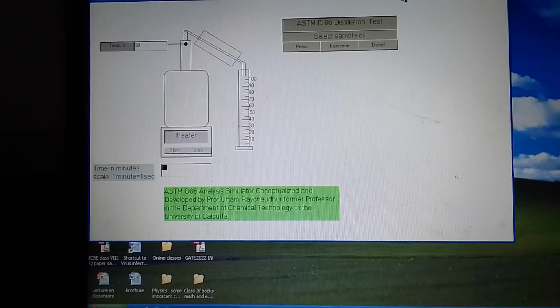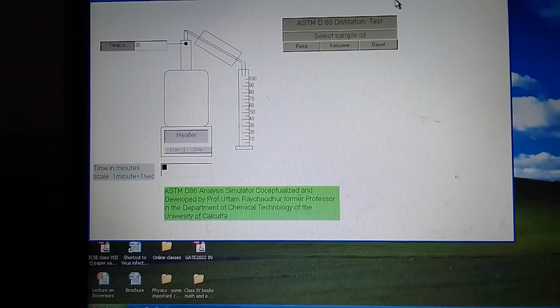I am Professor Uttam. Today I will discuss a batch distillation method which is used for testing light petroleum products like petrol, kerosene, diesel. This is carried out according to ASTM D86 specification as prescribed in the ASTM book.